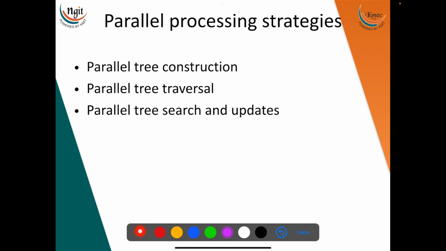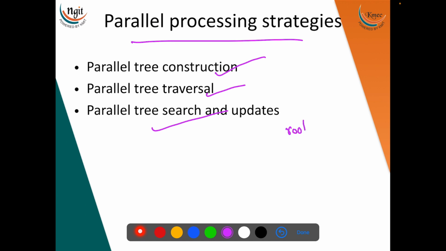Right, now let's talk about the parallel processing strategy: parallel binary tree construction, parallel tree traversal, and parallel tree search and updates. Now, the idea of binary tree we all know from the second year: we will consider the root element, and the tree will be constructed in such a way that all the lesser elements of this root will be arranged on the left side, and all the greater elements of the root element will be arranged on the right side. This is the construction strategy of parallel processing.